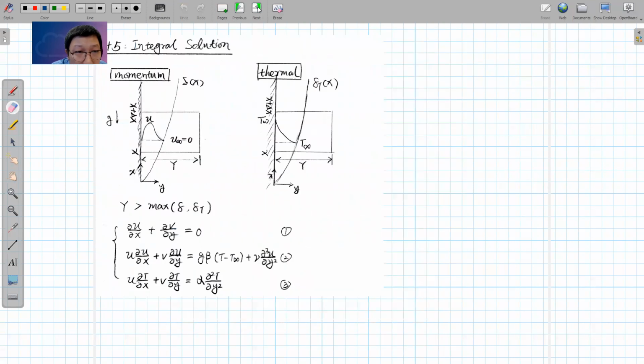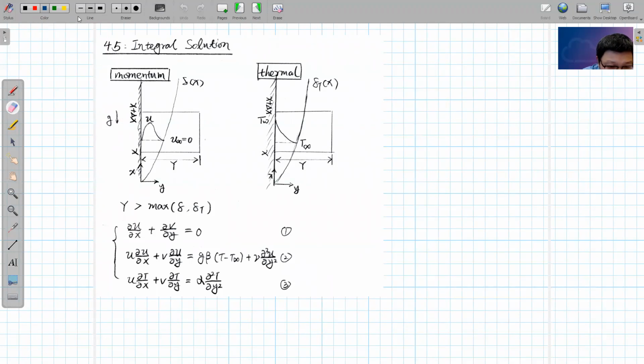After we talked about the scaling analysis, we can try to get the real solution. We have 2 ways to do this, similar to our previous boundary layer theory. We can use the integral solution, or we can use the similarity solution. So let's start with the integral solution. This is the momentum boundary layer, and this is the x coordinate. This is the x location.